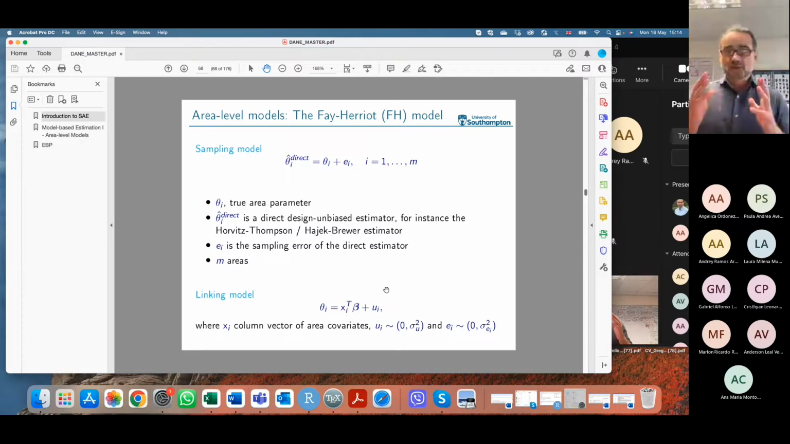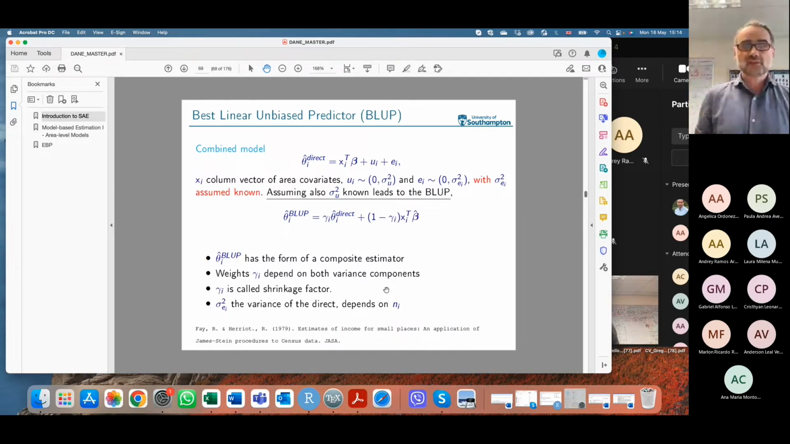So we have two models. We have a sampling model, we have a linking model, and then we put the two things together. If you look into the combined model, what you have is effectively a regression model that has on the left-hand side the direct estimates of what you are measuring. On the right-hand side, you have the set of explanatory variables and the set of regression parameters beta plus the random effect plus the sampling error.